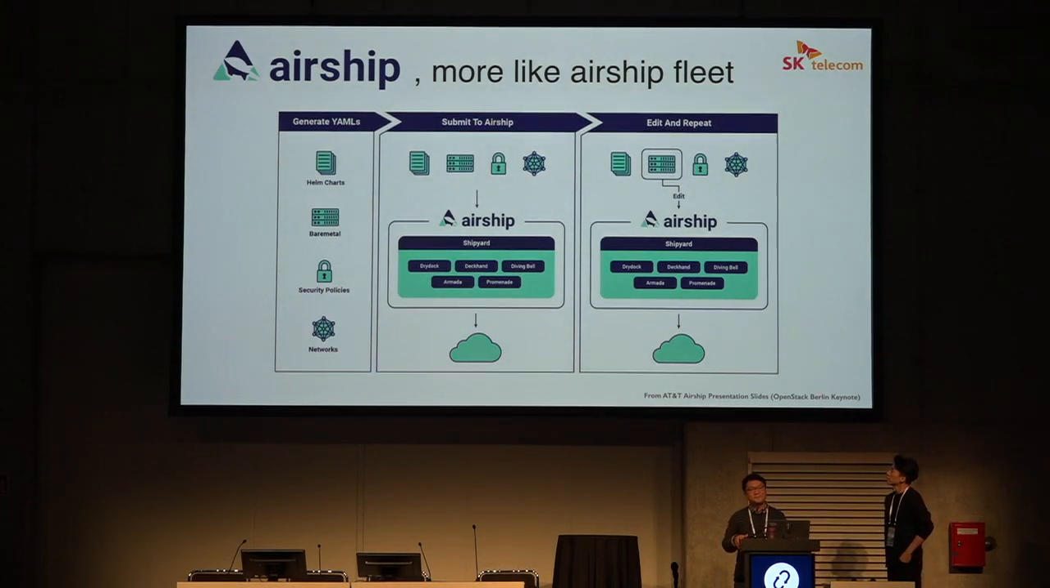For me, it's more like an Airship fleet because Airship consists of several tool chains. What Airship does is you define and generate the declarative document. This document includes everything you want to provision in your site, from bare metal provisioning and Kubernetes deployment and Ceph deployment and finally OpenStack deployment. You define those documents and you throw them into the Airship toolchain, then the Airship toolchain automatically renders those documents and provisions bare metals, configures the bare metals, and provisions Kubernetes and OpenStack for you.